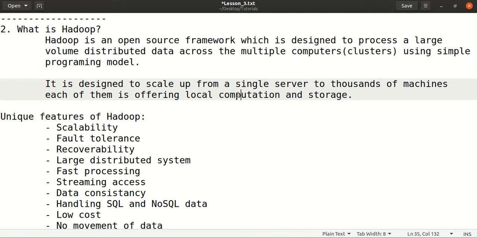But here in the Hadoop environment, what will happen? Everything is local, friends. The computation will happen locally and the storage is there locally. The data is not moved from one computer or system to another system. Everything is done locally. Just the control will be moved from the main server, which is called the master, to the client server, which is called the worker node.